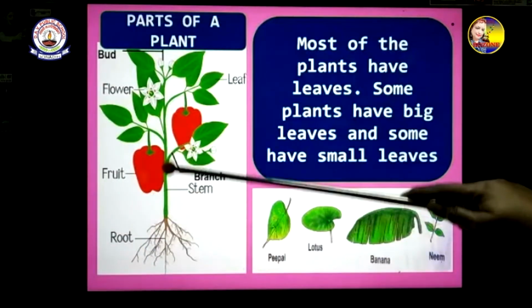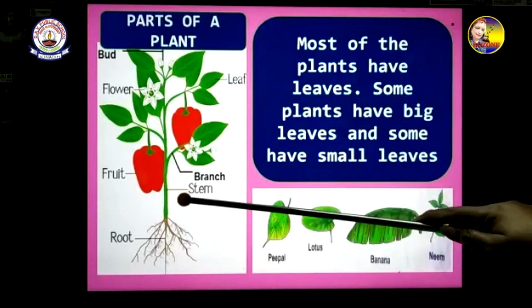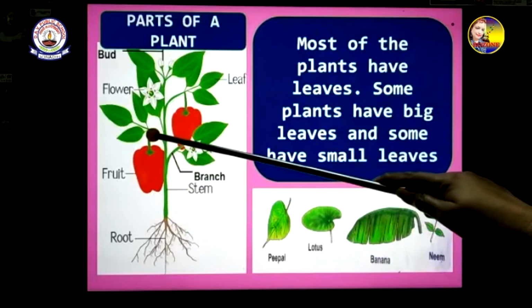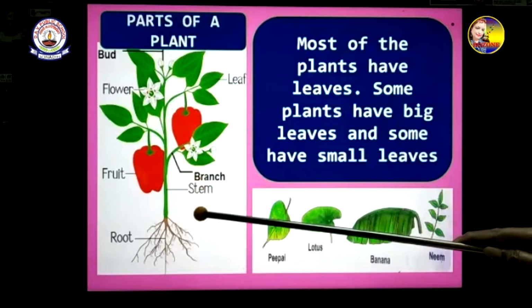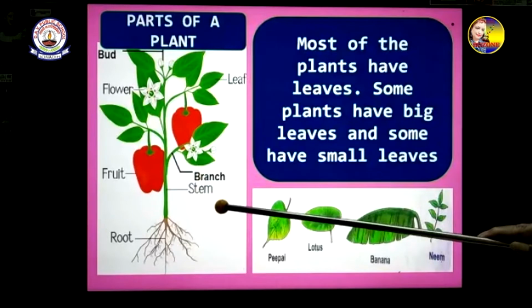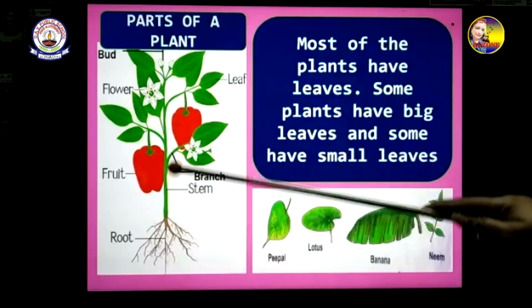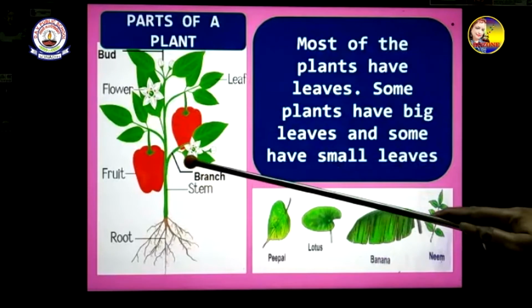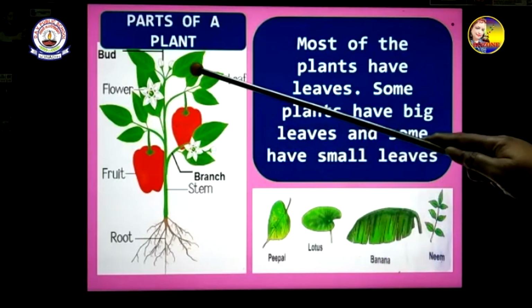This is the stem on which the plant is standing, that is the stem. Then it has many parts from here, like how we have got hands, legs and all, no? These are the parts of our body. Same way the plant also has parts, branch. Then you can see leaves.